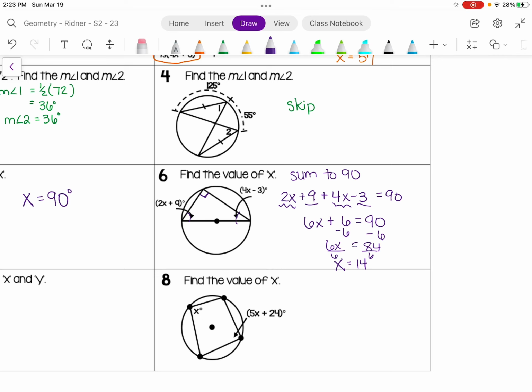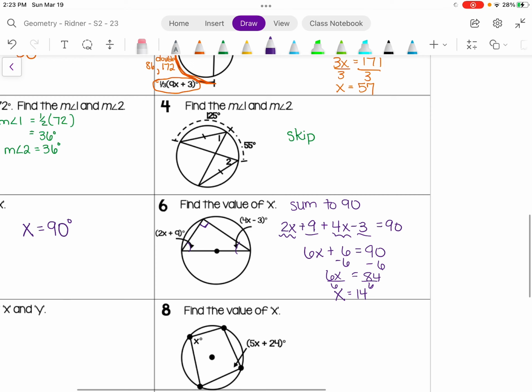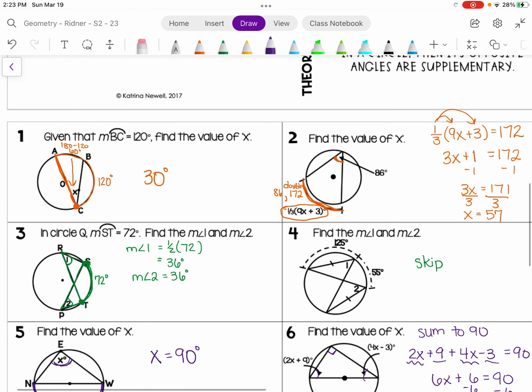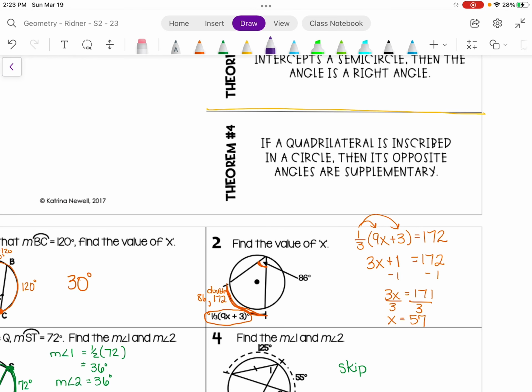Now, I know I did that kind of fast. Whenever we're solving for x, you should be trying it and then looking up and seeing, did I get what Miss Reidner got once I've solved for x. All right, and the last one.